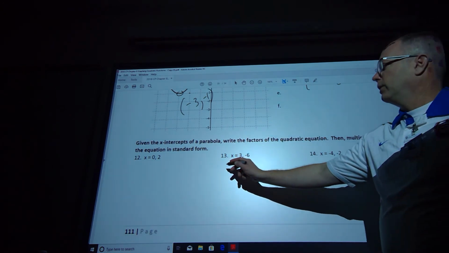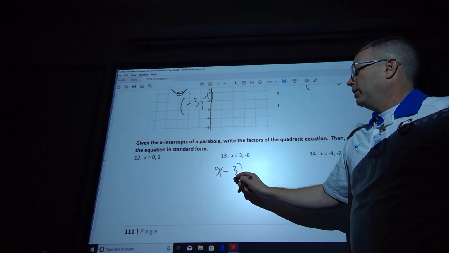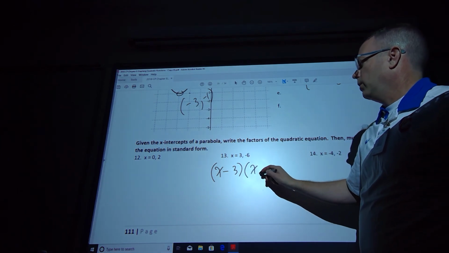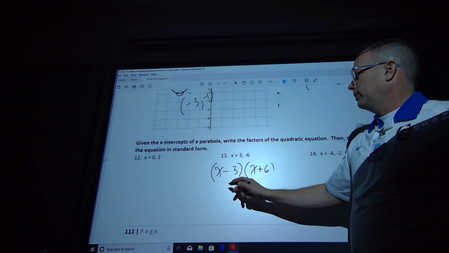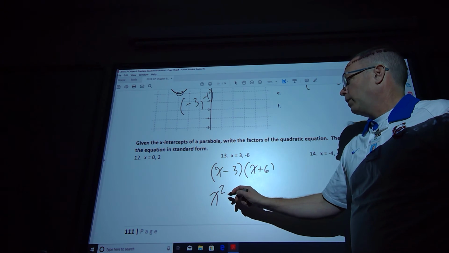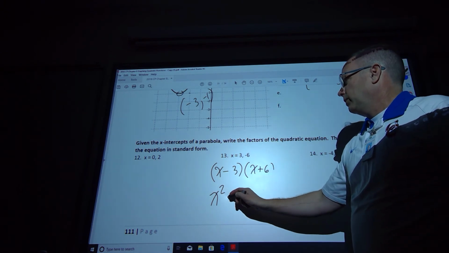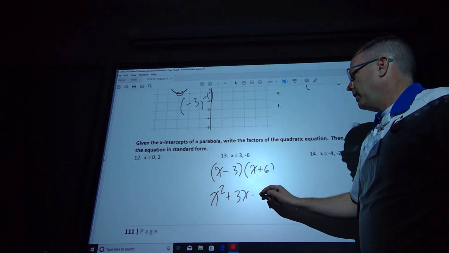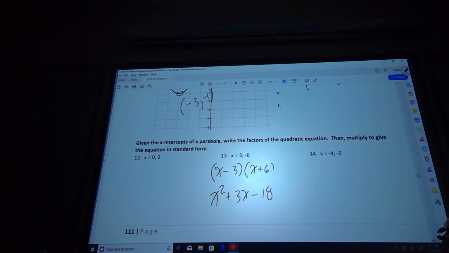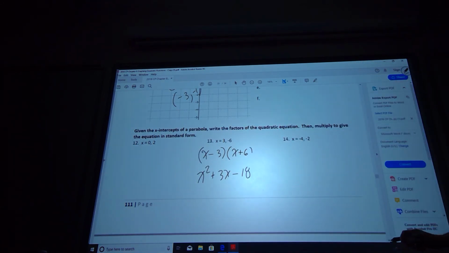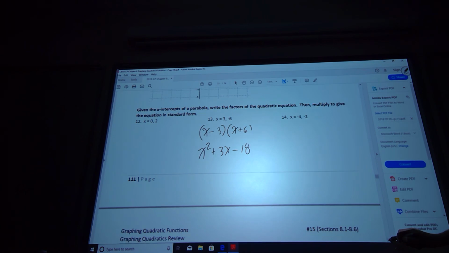Okay, we're given these factors, so I have x minus 3 because x equals 3, and x plus 6, so it's always opposite that. If we multiply it out, I'm going to get x squared plus 6x minus 3x, which is plus 3x, and then minus 18. And that's it.